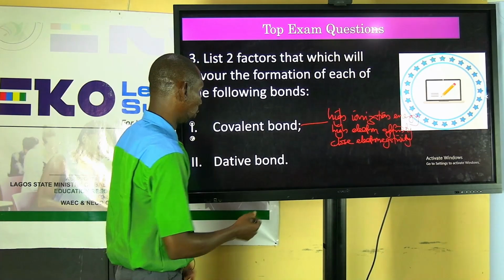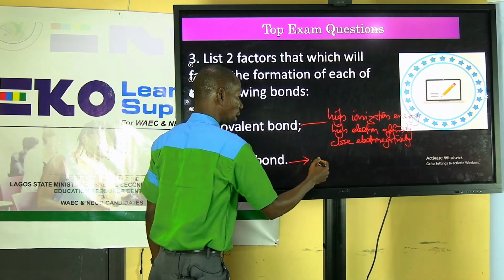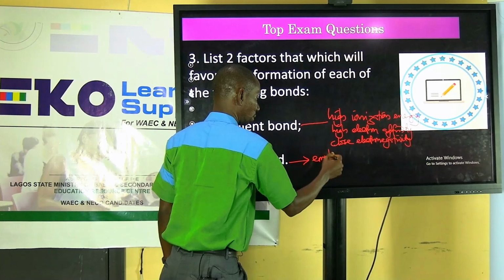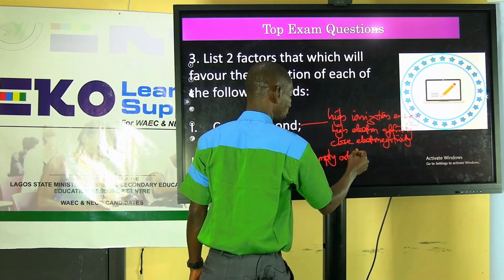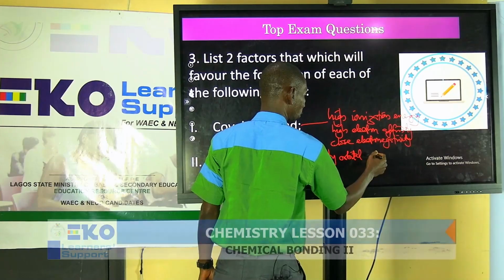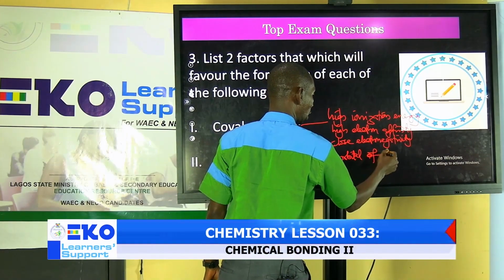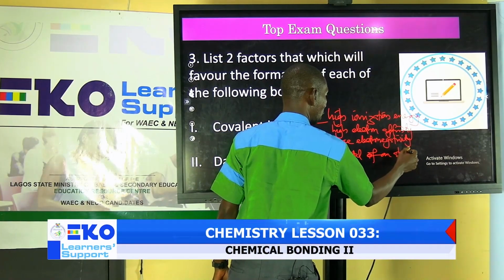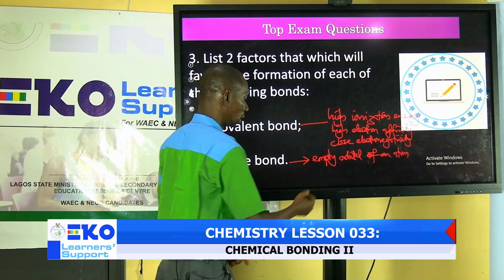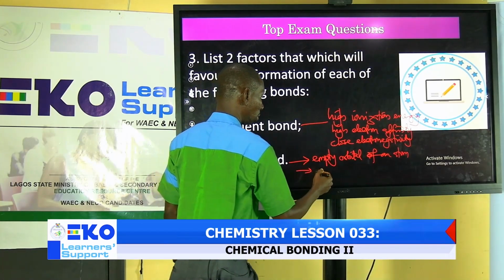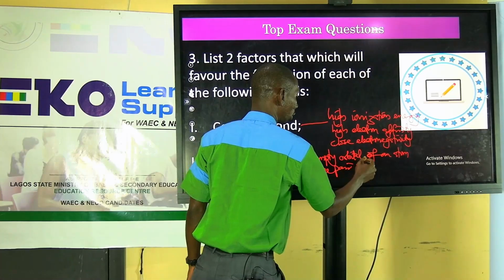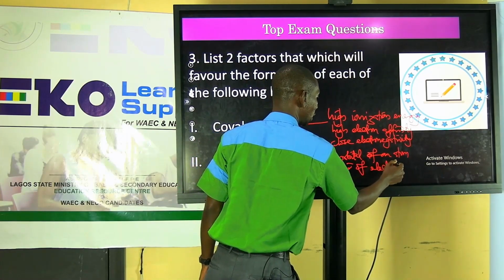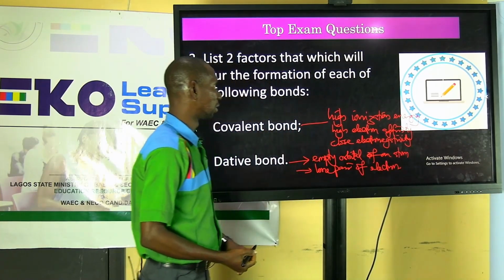How about dative bond? You need an empty orbital of an atom. So one of the atoms must have an empty orbital. 2, it must also have a lone pair of electrons. Don't forget we said that is the condition for dative.